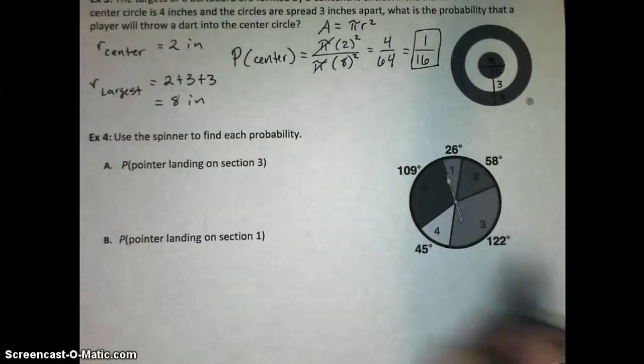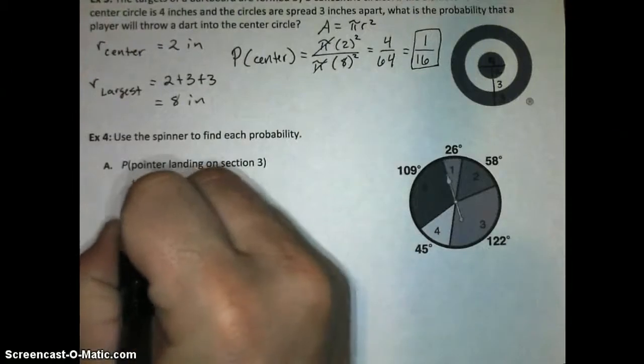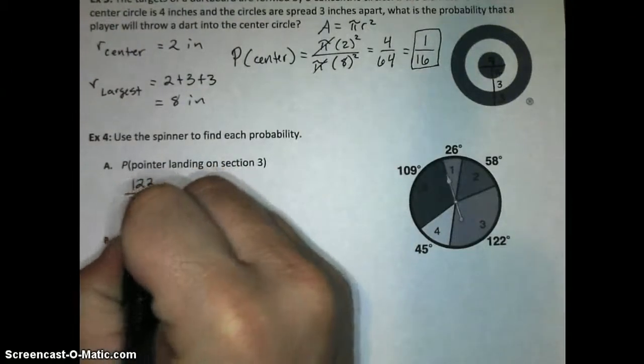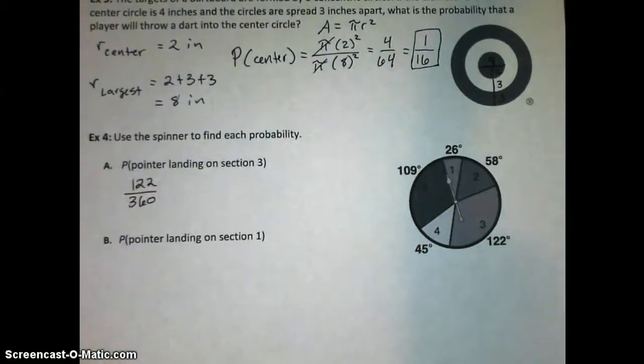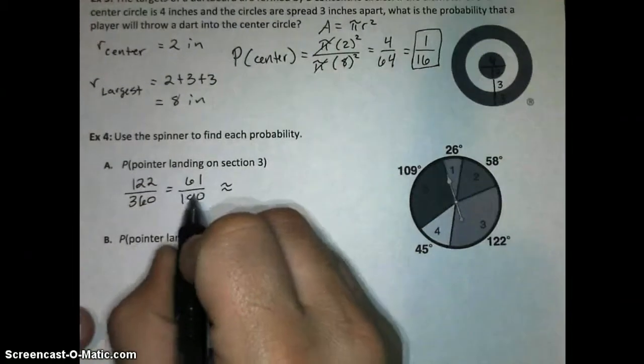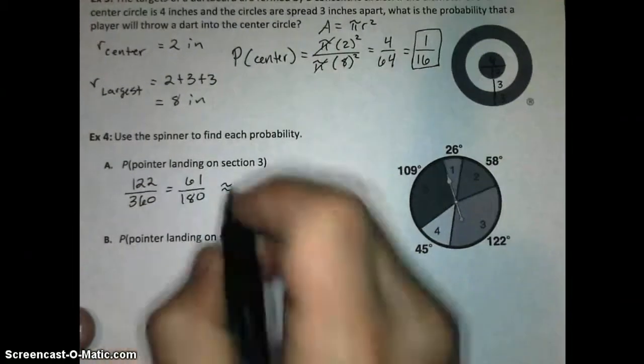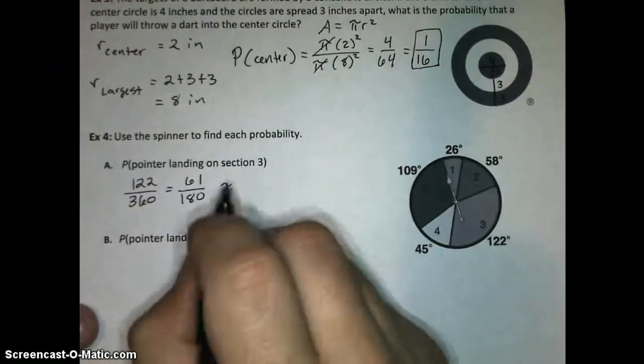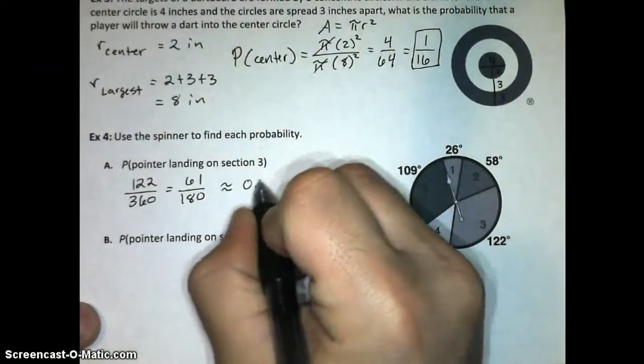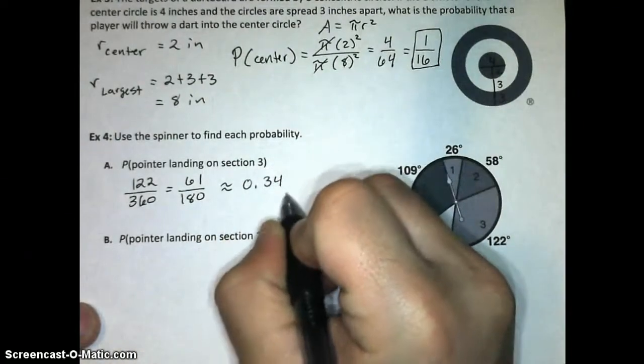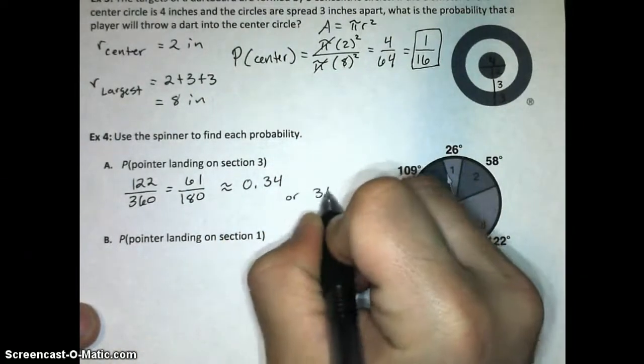degrees of our spinner. So that probability is 122 out of 360, which is 61 over 180 as a reduced fraction, but we can go ahead and round that as a decimal as about 0.34, or approximately 34%.